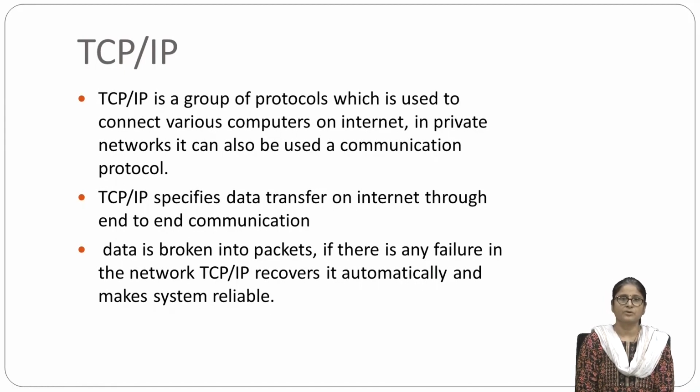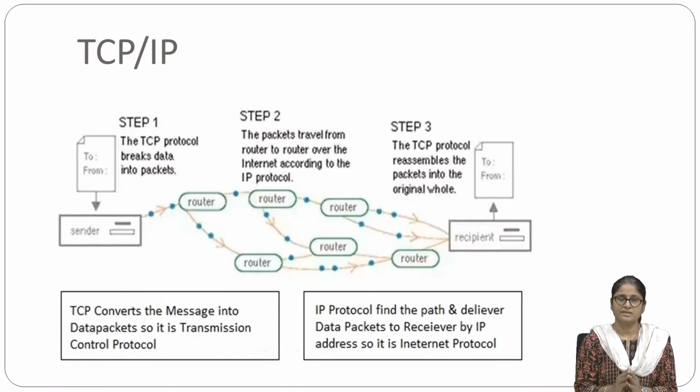This TCP/IP protocol basically divides the data into different packets, and these packets will be sent over the network. And if any failure is encountered, the TCP/IP protocol recovers automatically and it makes the system more reliable, right? So this is all about the TCP/IP protocol. Basically this contains two important components. The first one is the TCP, and the second component is the IP.